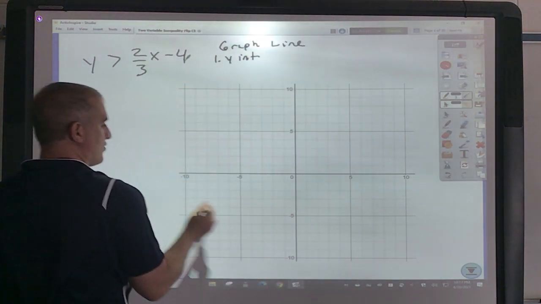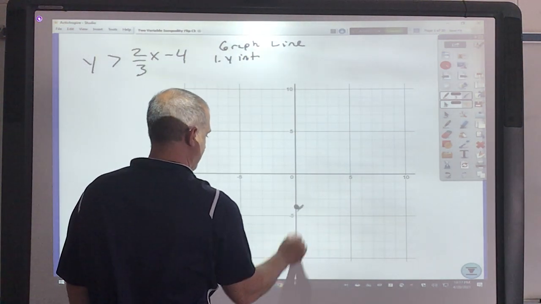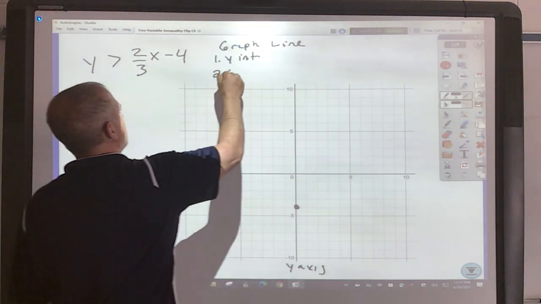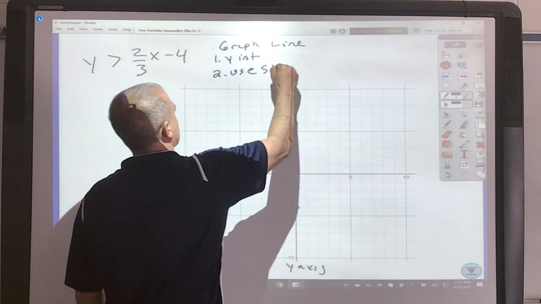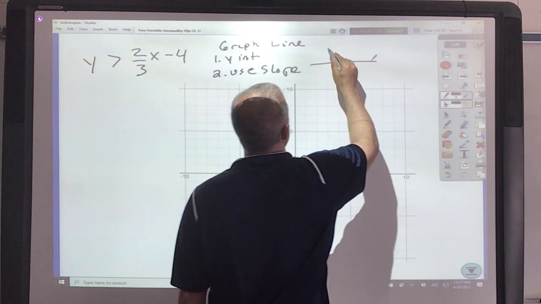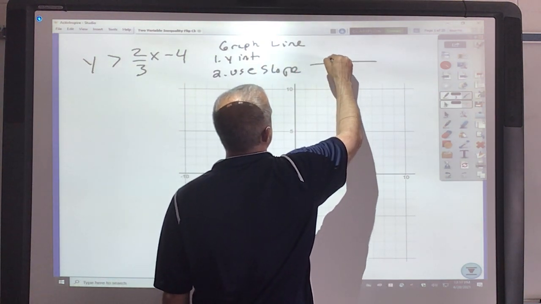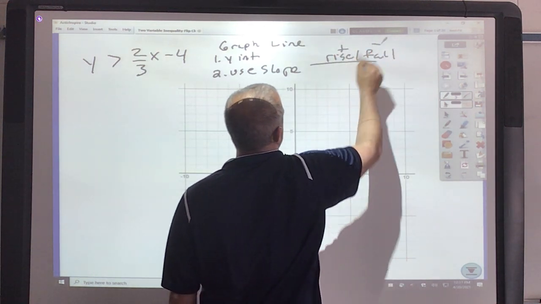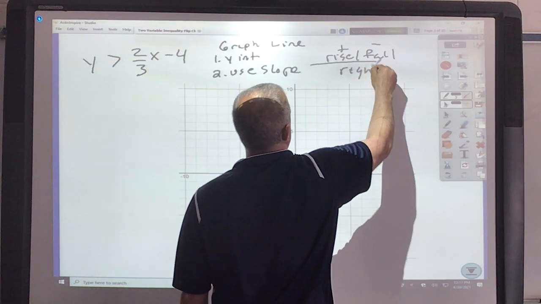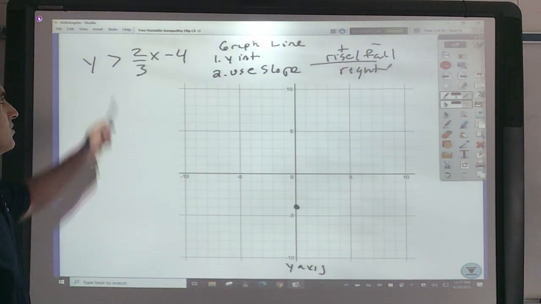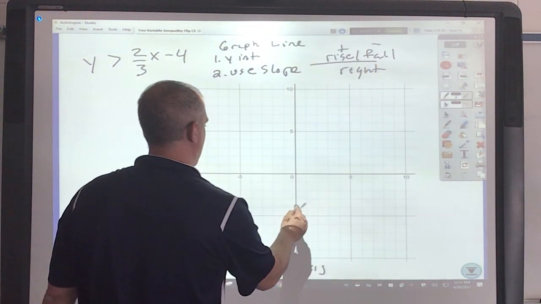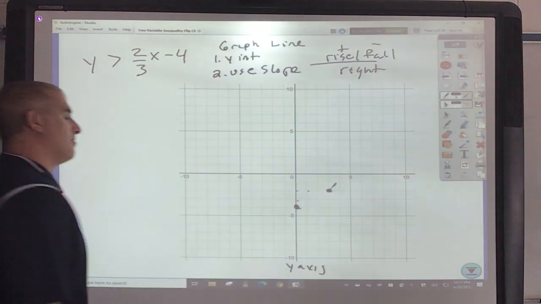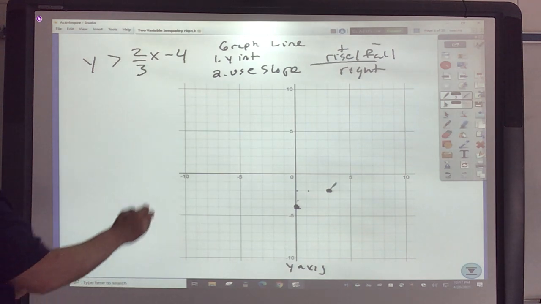Okay, so my y-intercept is -4. Remember, this is the y-axis. Then I use the slope. The top number tells me how many I rise or fall. How do I know if I rise or fall? Whether it's positive or negative. And the bottom number tells me how many I go to the right. Because it's +2, I'm going to go up 2, 1, 2, over 1, 2, and 3. Now, before I connect the dots, here's the other big thing.